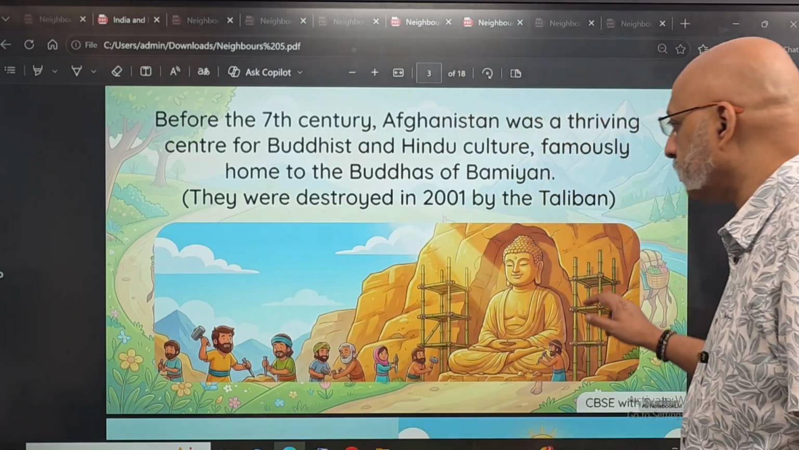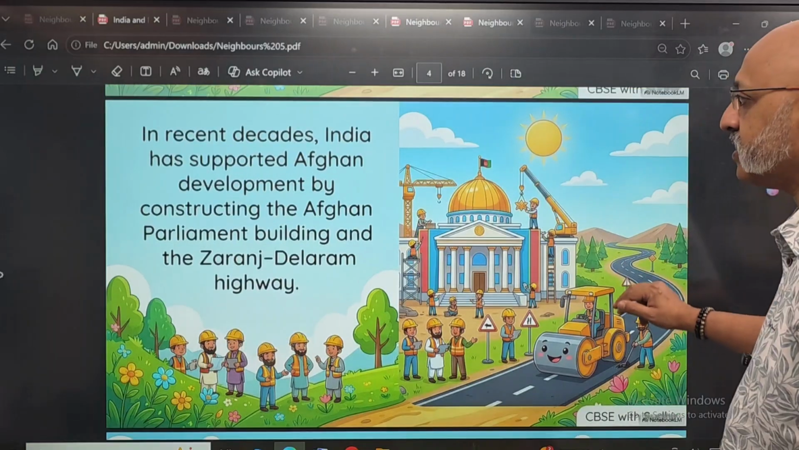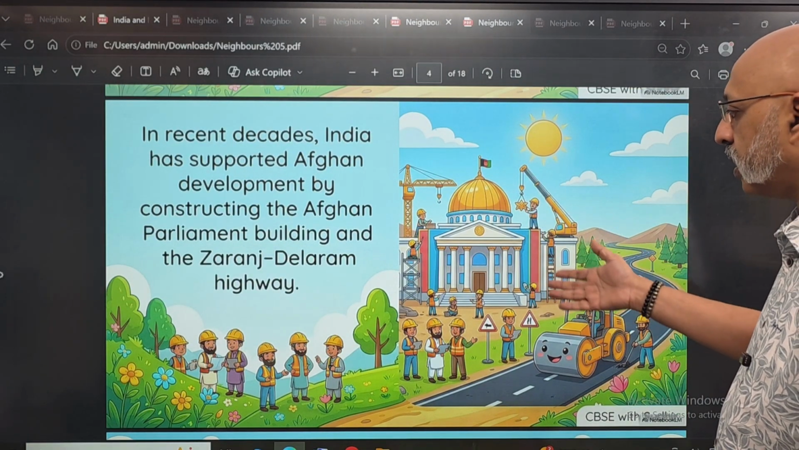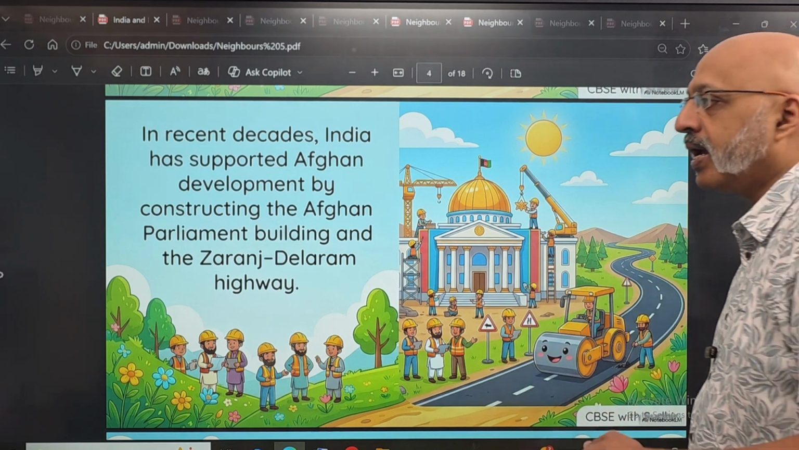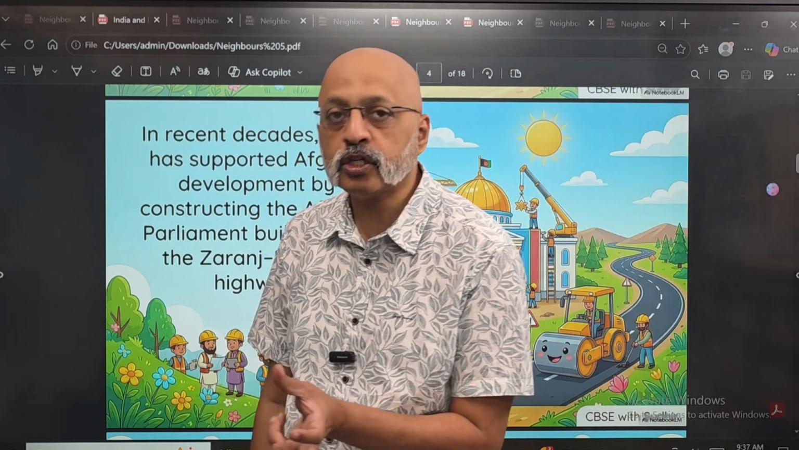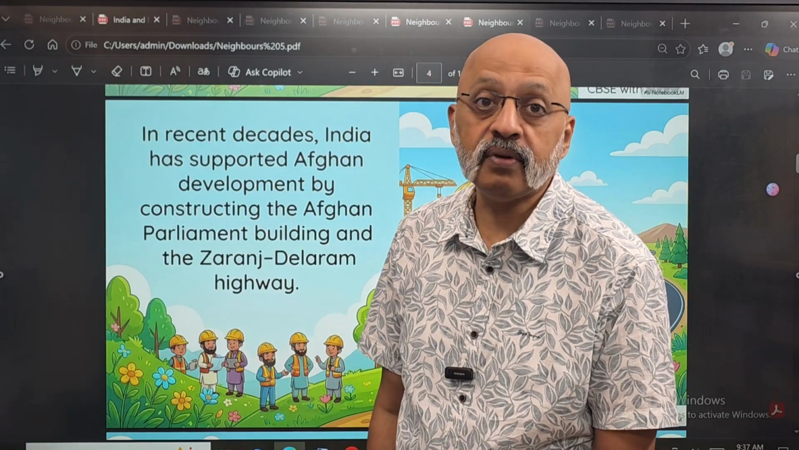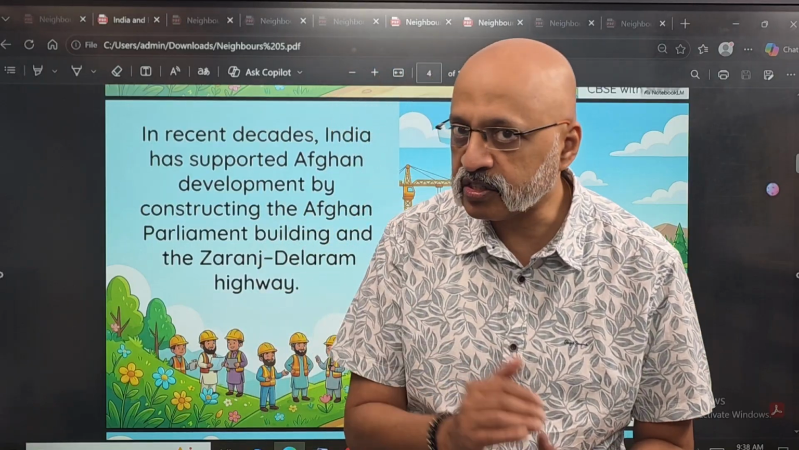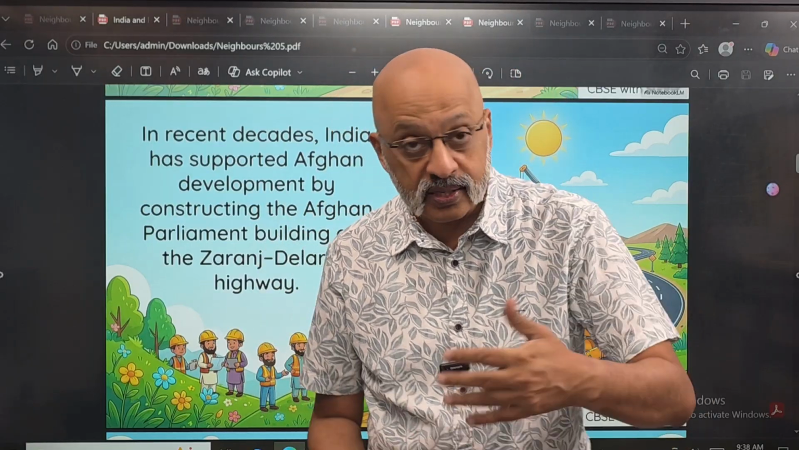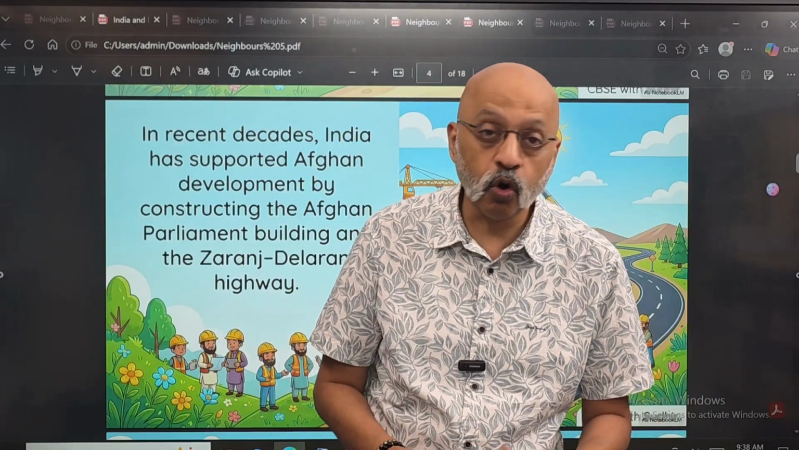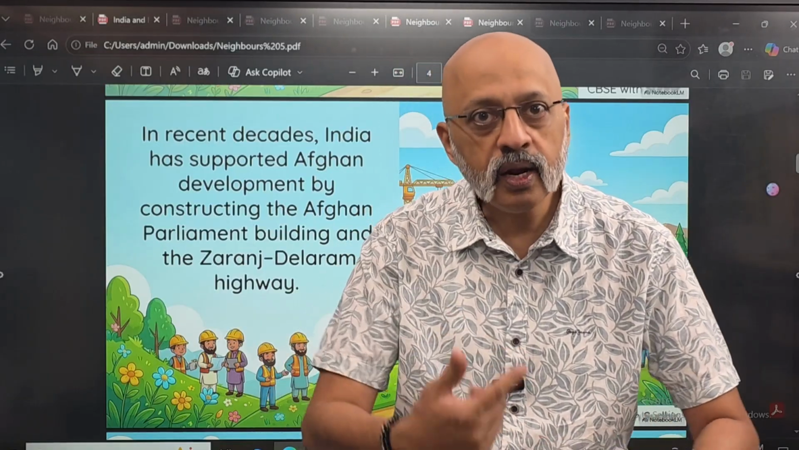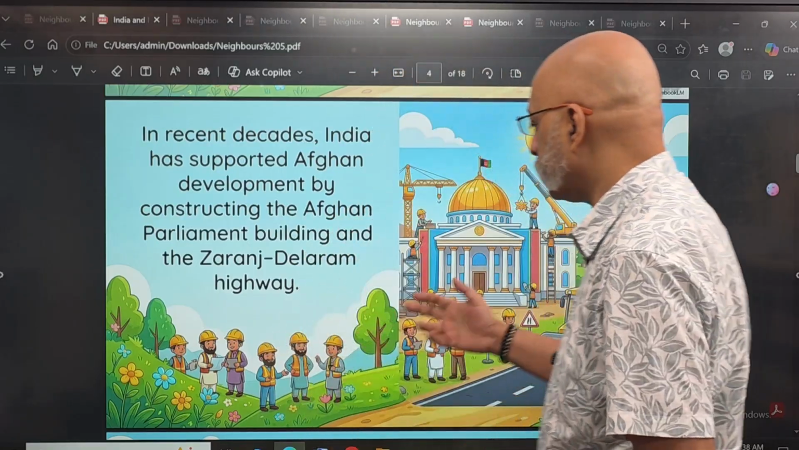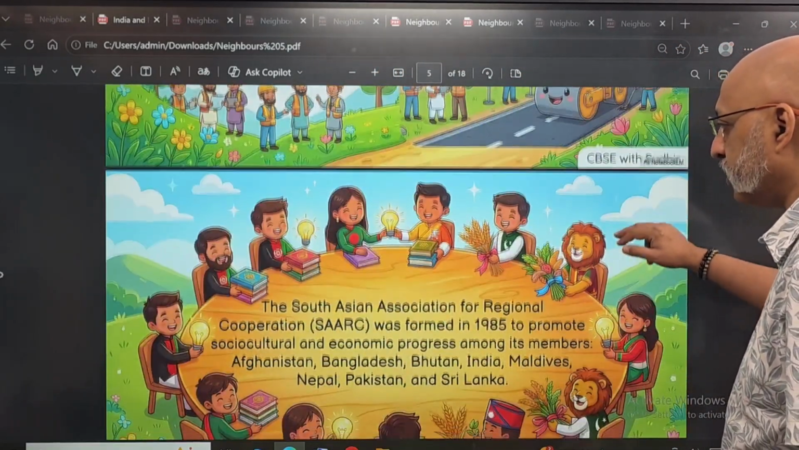In recent decades, India has supported Afghan development by constructing the Afghan Parliament building and the Zaranj Delaram highway. So India has been trying, because India does realize that as a counterpoint to Pakistan, you need to have some leverage even in Afghanistan. Otherwise, you can't just keep making enemies everywhere. We already have a troubled relationship with Pakistan. So Pakistan also does not have a great relationship anymore with Afghanistan. So it makes sense to have a friendship, a working relationship with Afghanistan. So that's what India's external affairs strategy has been.